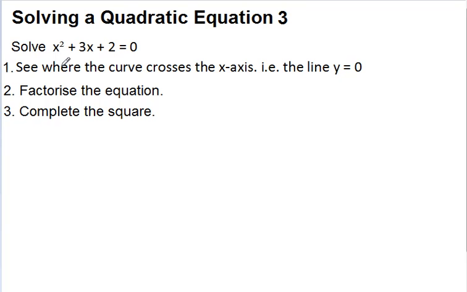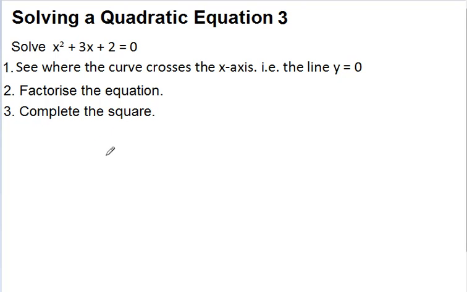So in this video we're going to look at solving this equation here by completing the square first of all. So if you can't remember how to complete the square, you might want to look at one of my previous videos before you go ahead and watch this video. So I'm going to complete the square on this equation, and that's quite easy to do.